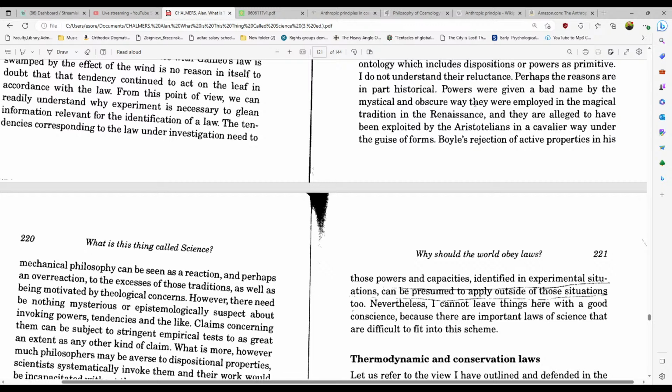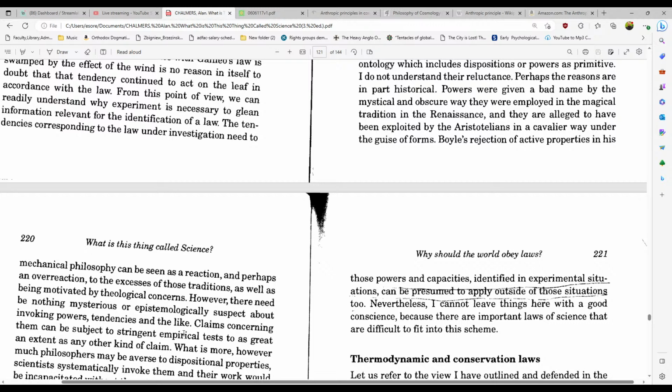Although I might have some criticisms of Aristotle. I don't know about essentialism itself. It seems to be a possible solution to this. But he says, I guess this is all you have to do to solve a problem. There's nothing mysterious or epistemologically suspect or spooky about invoking powers and tendencies. That's all you have to do.